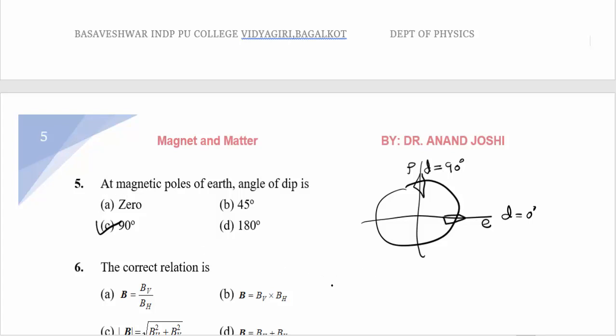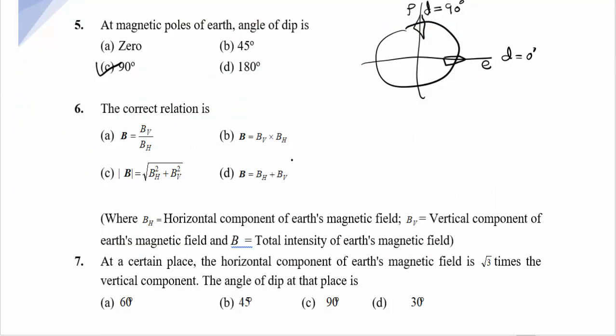Okay, next question. The correct relation between BH and BV is, we know that B and BH and BV are perpendicular, means B equal to what?